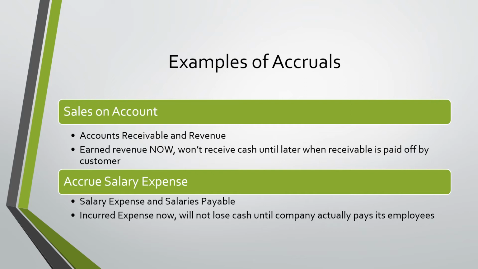The same goes for a salary expense. Salary expense and salaries payable are the two accounts that would be used. We incur the expense now, but we will not lose cash until the company actually pays its employees. In this instance, our first journal entry would be a debit to salary expense, a credit to salaries payable. On the date of our adjusting entry, whenever we pay our employees, we would debit salary payable and credit cash.